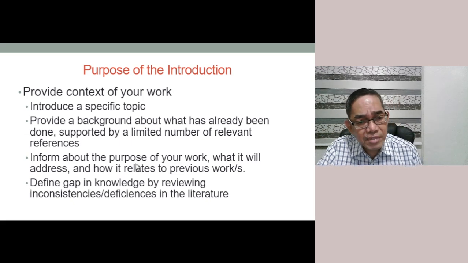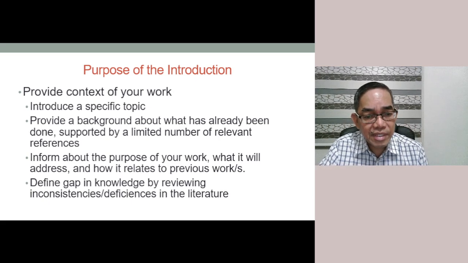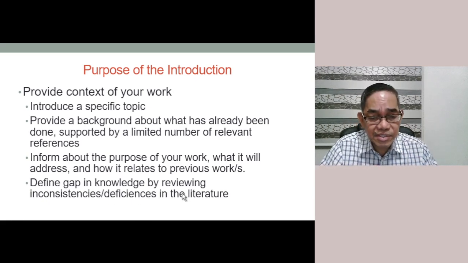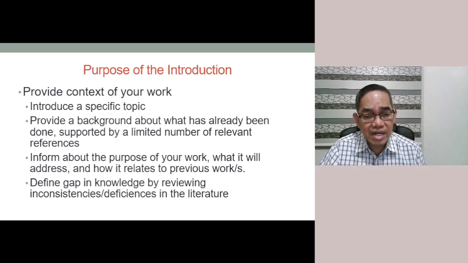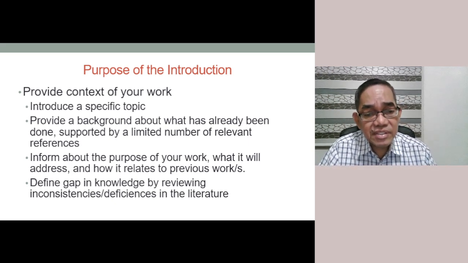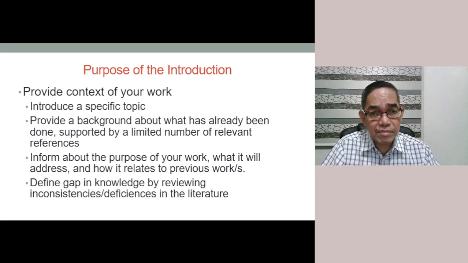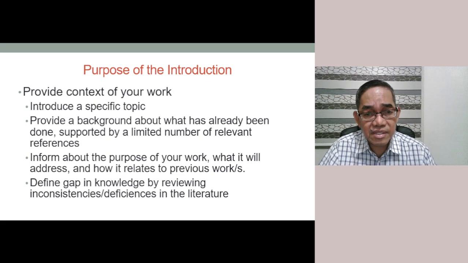It should inform as well about the purpose of your work, what it will address, and how it relates to previous work. And it should define the gap in knowledge by reviewing inconsistencies and deficiencies in the literature. I'll be talking more on this, inconsistencies in the literature, in a little while.